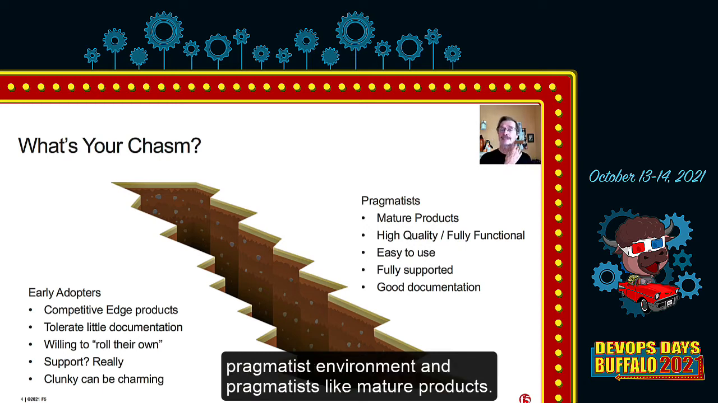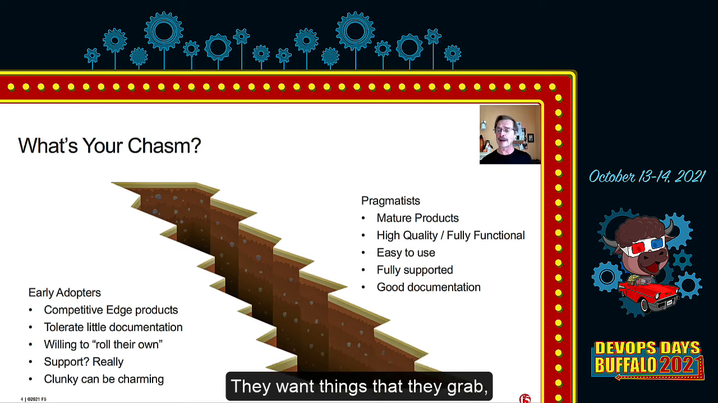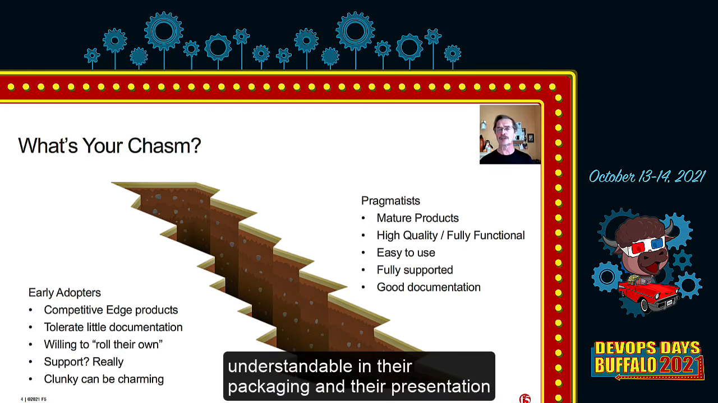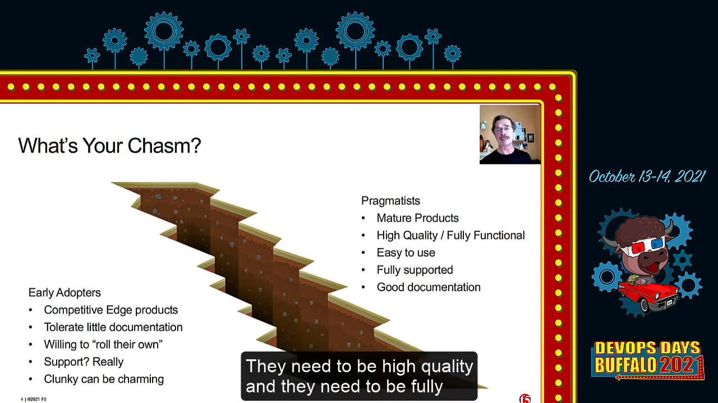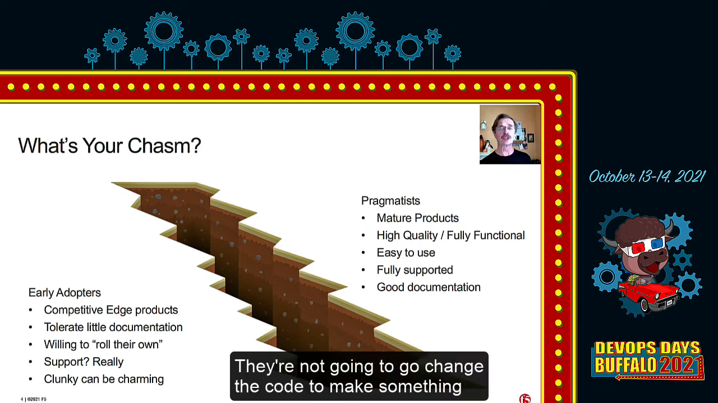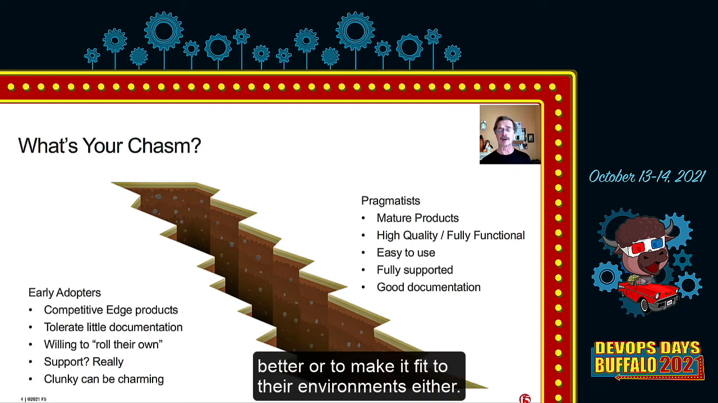And pragmatists like mature products. They want things that they grab, they plug in, and they just work. And so that means that they need to be easy to use and understandable in their packaging and their presentation model. They need to be high quality and they need to be fully functional. They're not going to go change the code to make something better or to make it fit their environments either.